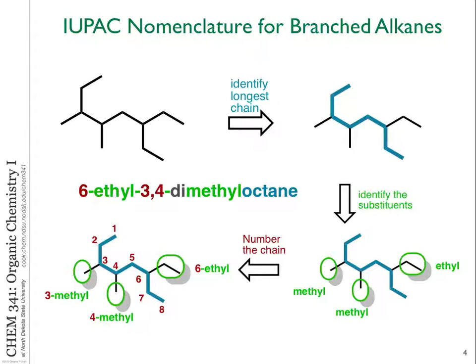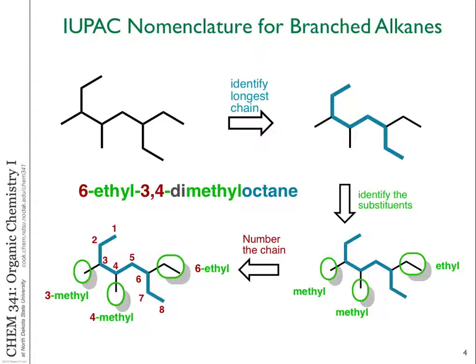Once you find the longest carbon chain, that's your parent name of the molecule. In this case, 8 carbons with the suffix -ane for alkane. So that's octane. Then we identify the substituents, or the branches off of that carbon chain. So here we have 2 positions which have 1 carbon. Those would be referred to as methyl groups. And in this position, we have a 2-carbon chain branching off. That's an ethyl group.